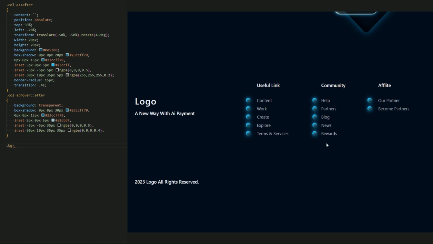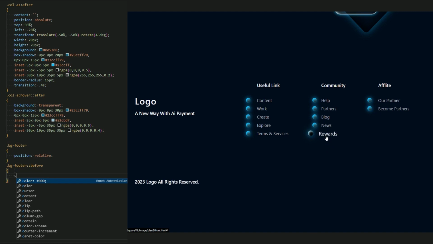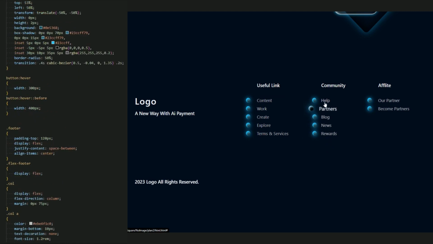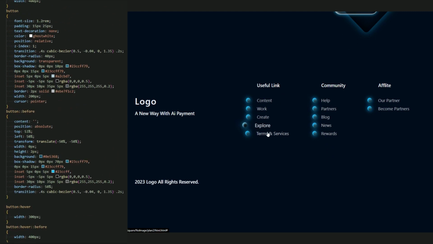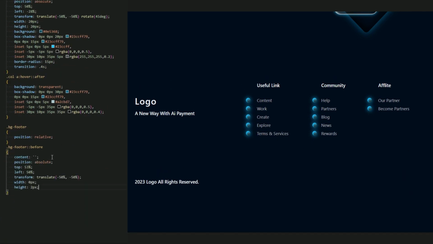So BG footer, I want to set a position relative to create a buffer for it. So in a footer before, BG footer before, okay, add the content empty, or you know what, let me just copy again, paste it. Let me just find, okay, this is good, I think. Let me just copy and paste it here.